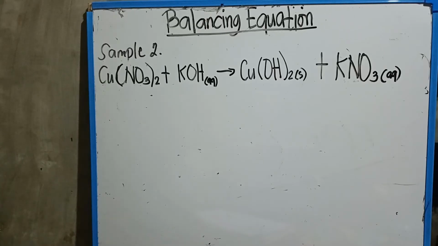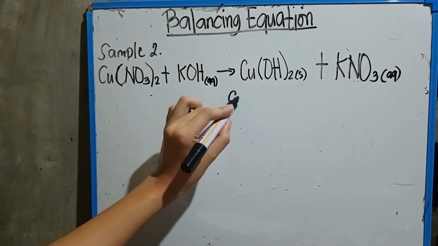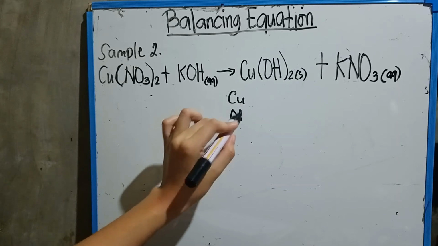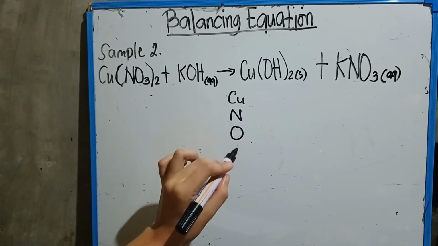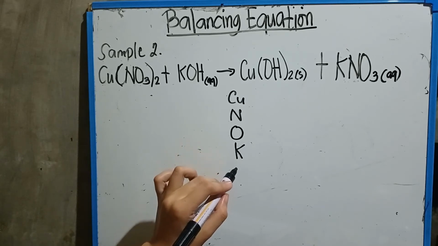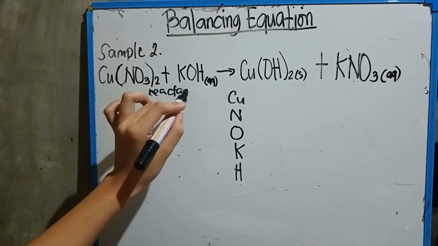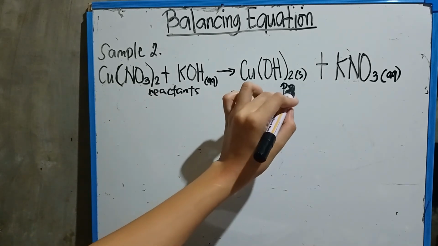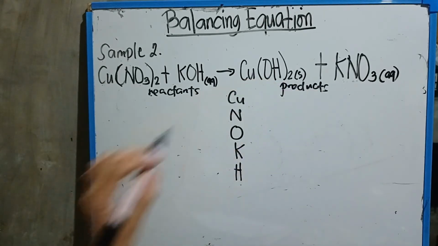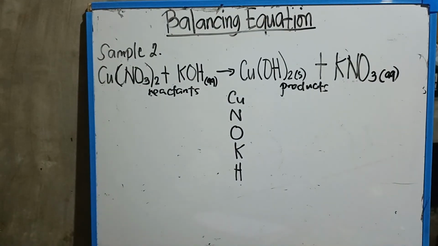So, for our sample number 2, we're going to balance our reactants from our product. So, same process gihapon with our example number 1. So, write first the elements that are present in both product and reactants. Then, here is our reactants. Then, sa kabila is our product. So then next, we're going to write the atoms that are present in reactants and product.